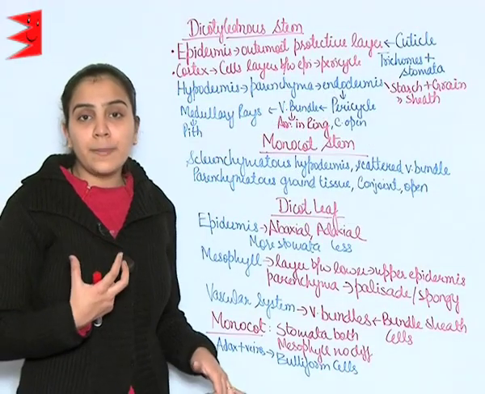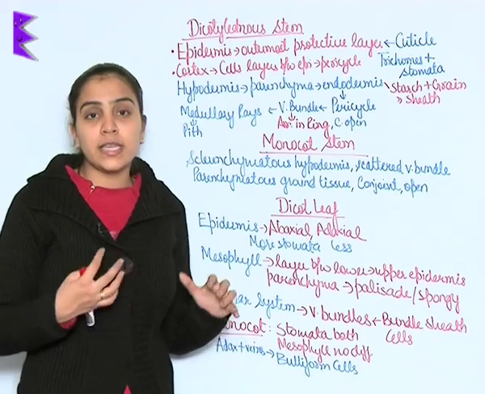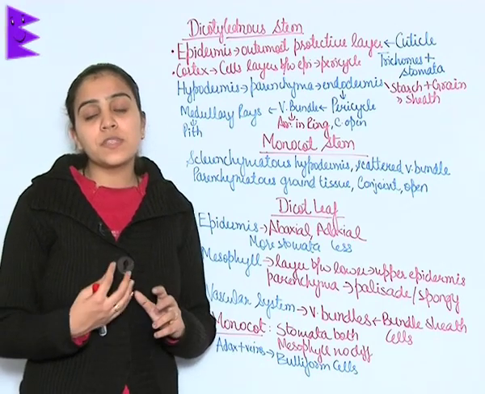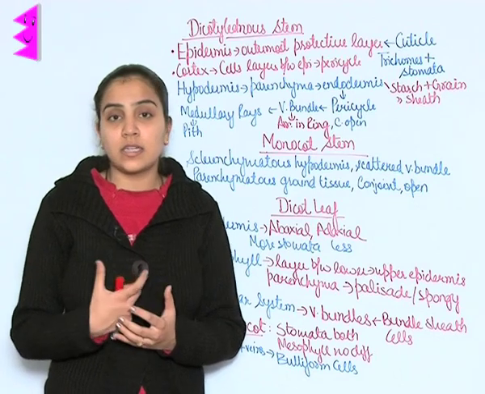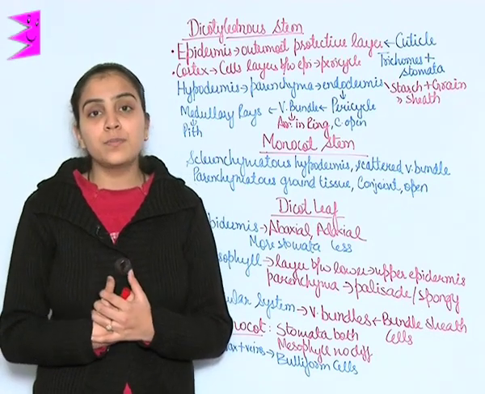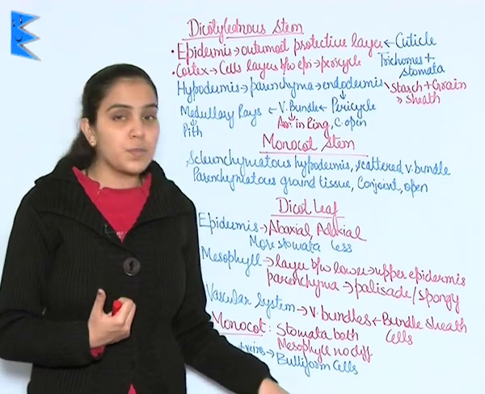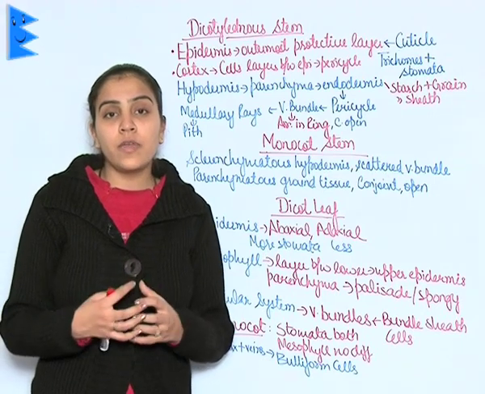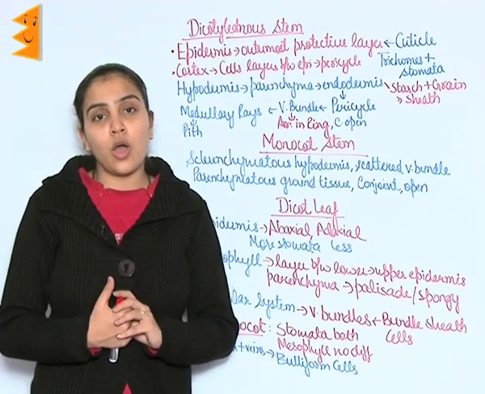Adaxial epidermis plus veins, in case of grasses, form a kind of cell known as colorless cells, known as bulliform cells. They are responsible for the curving or the exposure of the leaves.